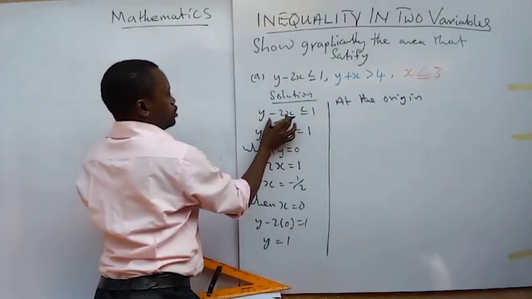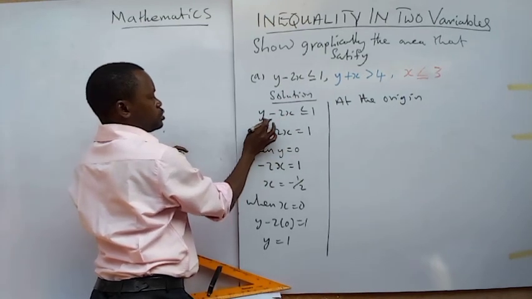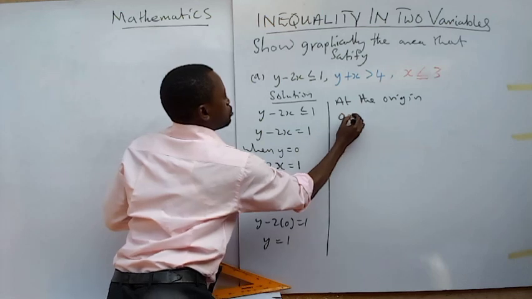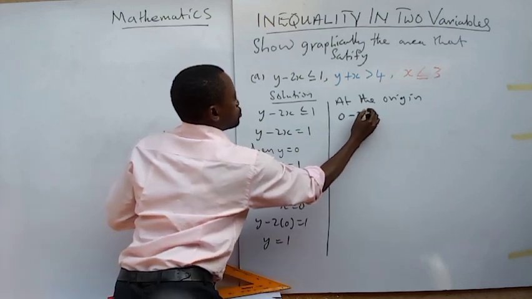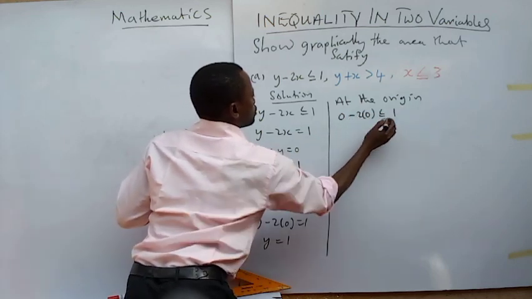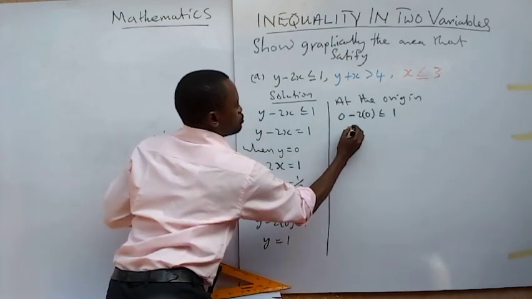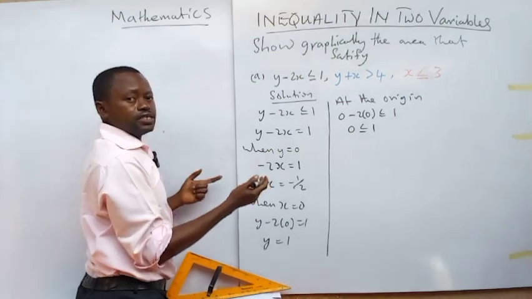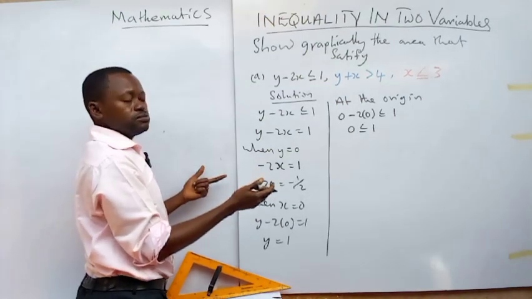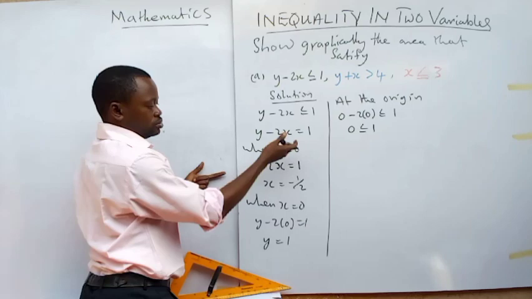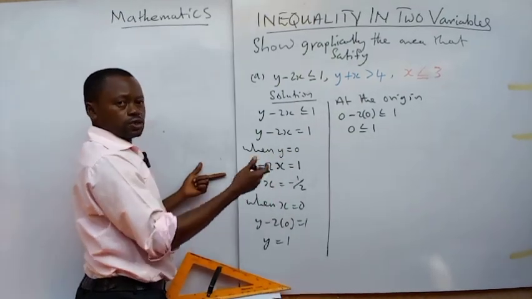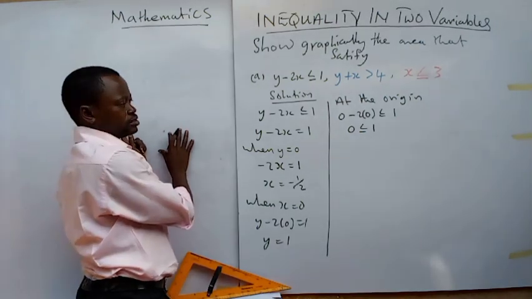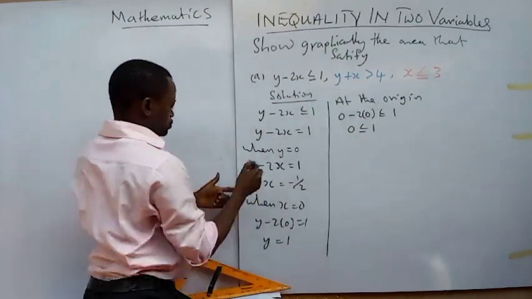So if we come to the origin, put x 0 and y 0 here, you realize that you have 0 minus 2 into 0 less than or equal to 1. So obviously you have 0 less than or equal to 1. Is 0 less than 1? Yes. So that's a true statement. It then means in showing the area that satisfies this, the origin is going to be inclusive. You are going to see me when I will be demonstrating that. Let me check out this other one as well.